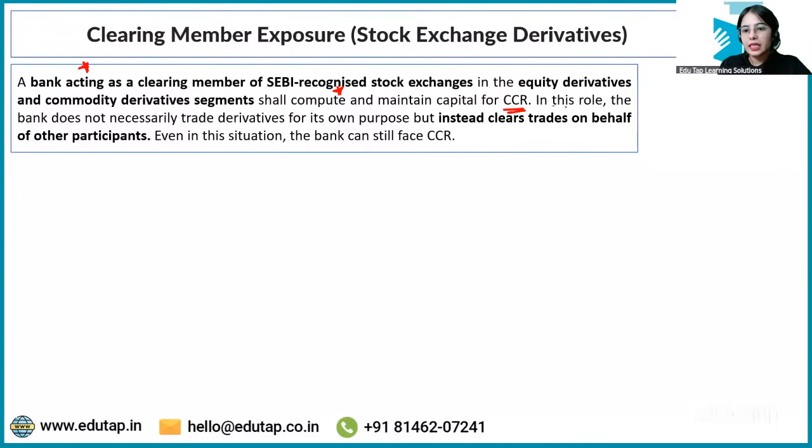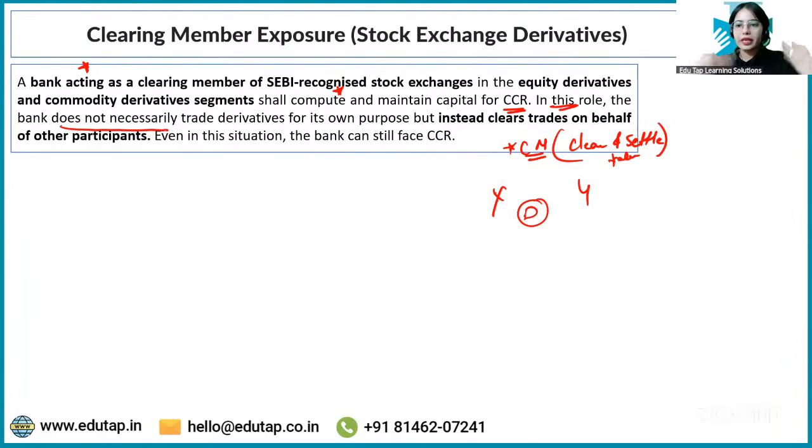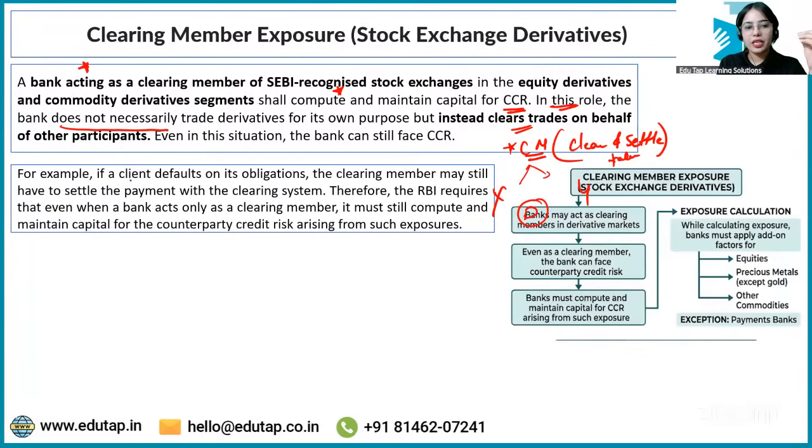Why is it so? Because in this role, where the bank is a clearing member, it has to clear and settle the trade between X and Y, let's say. X and Y are doing a trade of equity derivatives or commodity derivatives. The clearing member has to clear and settle the trade. In this role, the bank does not necessarily trade derivatives itself, but the bank is clearing and settling the trade for other entities. Now, what if, for example, a client defaults?